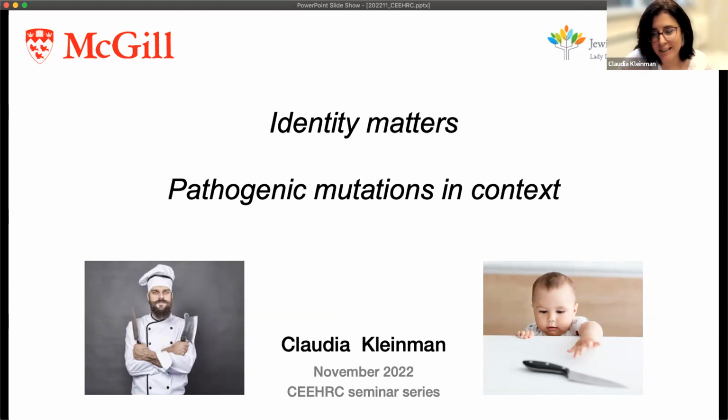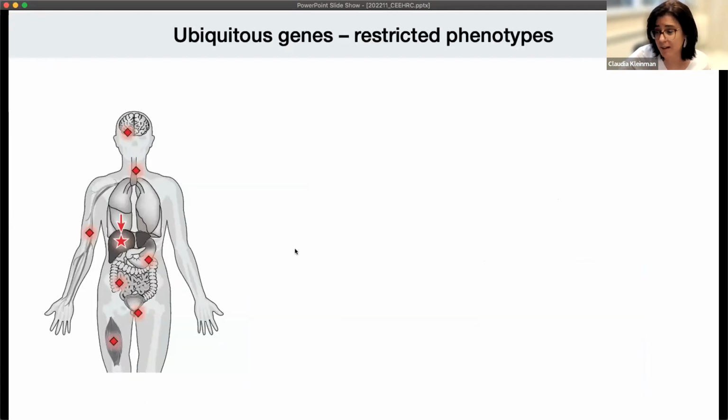So I'll step a little bit back from Selin's talk and give a broader context of what we're doing in the lab, which is trying to understand the effect of mutations in the right context. And I hope I will convince you that identity matters for many reasons, but here at the molecular level.